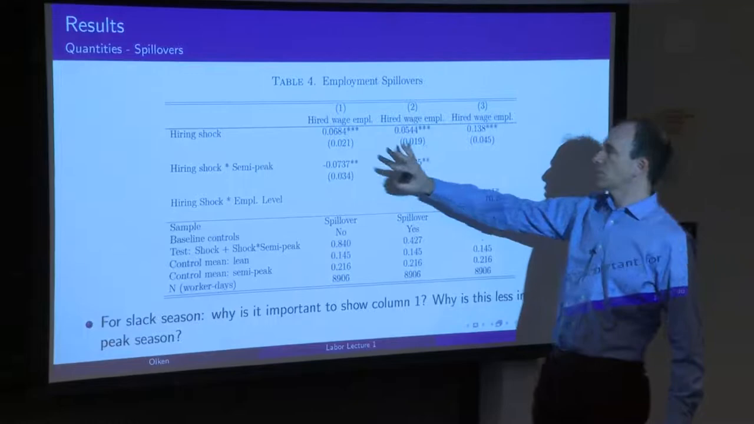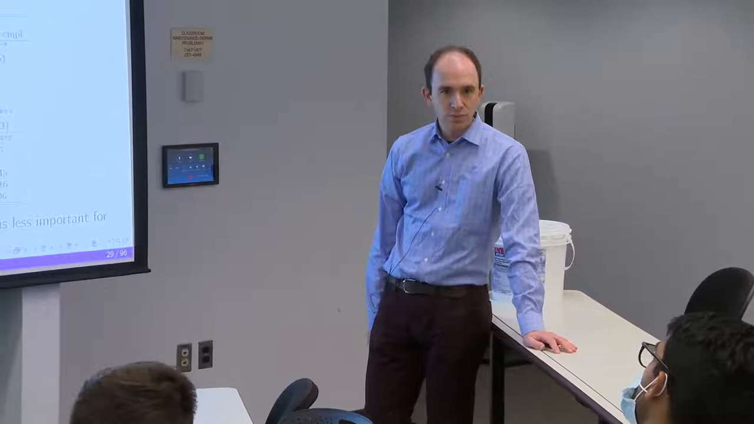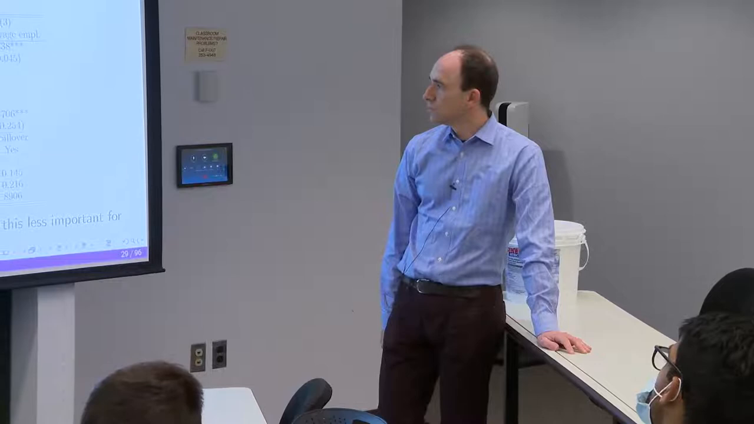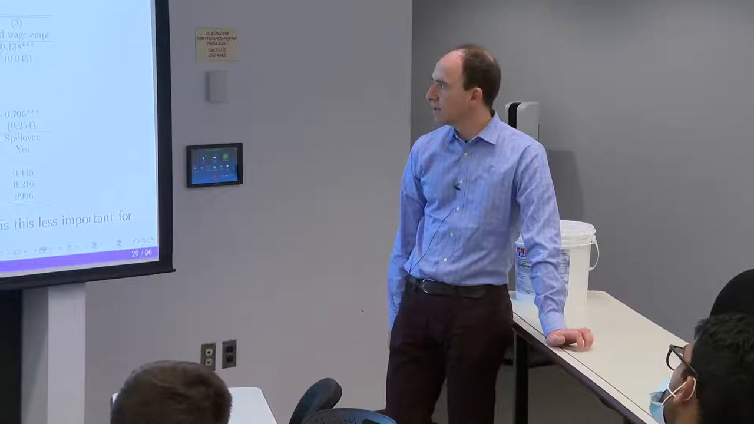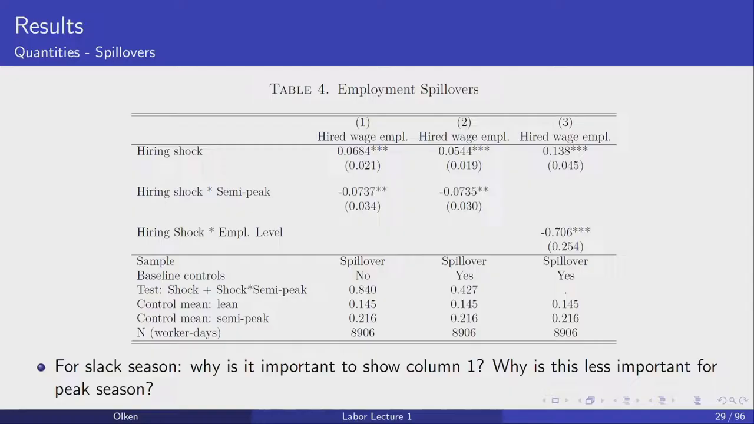So what do you make of this? This is employment from the spillover sample. A decrease in employment during the peak season and less of a decrease during the off-peak season. Say that again. The hiring shock in the spillover sample causes less of a decrease in employment during the off-peak season than during the peak season. Not quite.